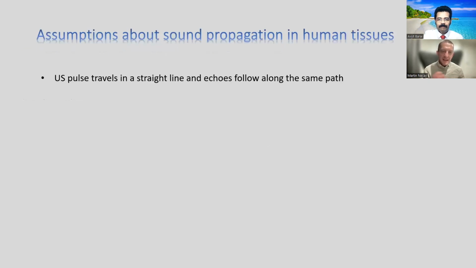So there are many assumptions that the ultrasound machine must make about how sound is propagating and interacting with the human tissues. One is that sound travels in a straight line and that echoes return along that straight line. That's not always the case. We have the assumption that speed of sound is constant, but we actually know it varies about 10% across different tissues. Tissues that are stiffer are faster, tissues that are more elastic are slower.